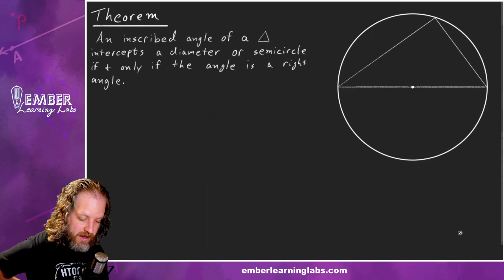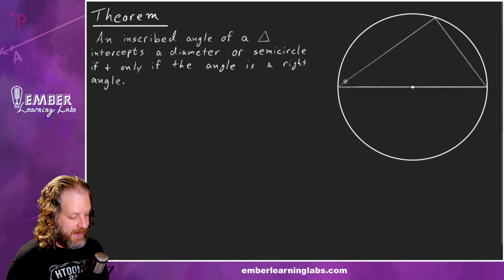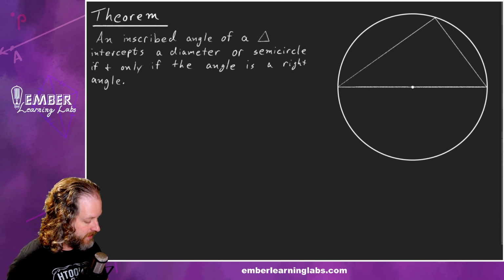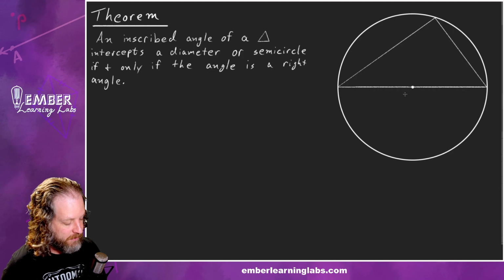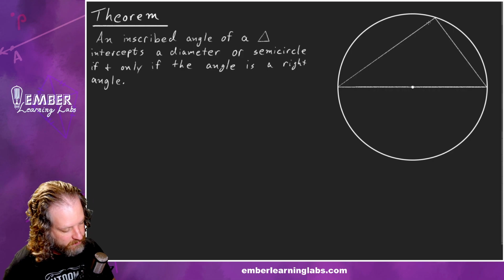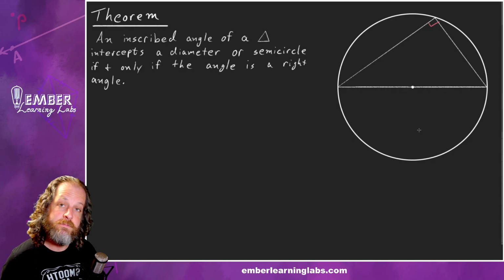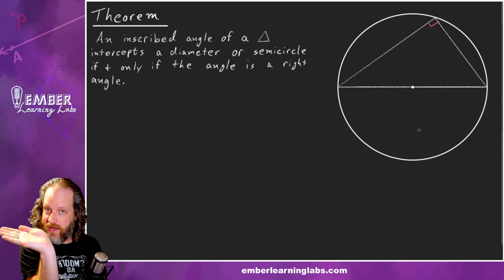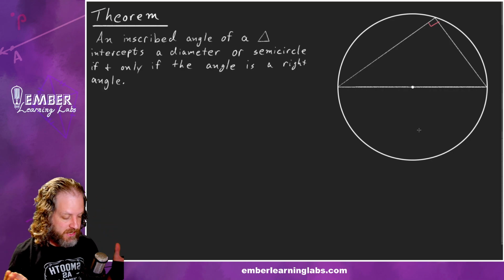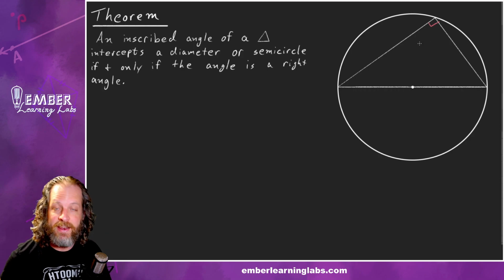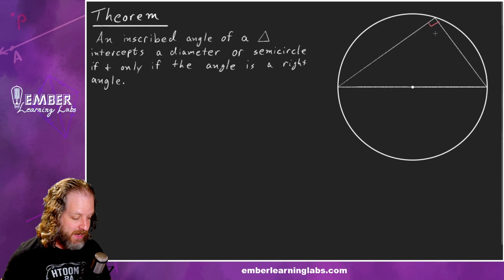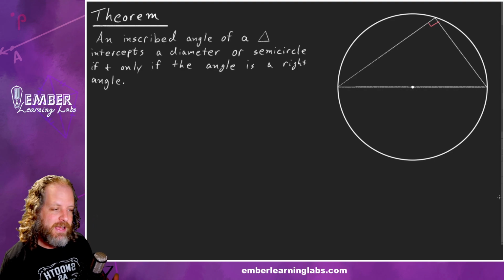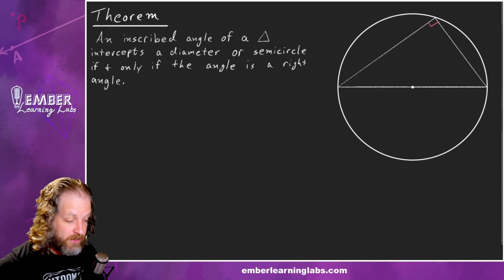Another theorem. An inscribed angle of a triangle intercepts a diameter or semicircle if and only if the angle is a right angle. So what that tells us is that this is a diameter if and only if the inscribed angle here is a right angle, which makes sense because half of a circle is 180 degrees, right? We go from one side to the other side. It's half of 360, which is 180, which means this would be half of that, and half of 180 is 90, right? And so this makes sense. You could probably come up with this theorem on your own if you worked your way through it and you were so inclined to do so.